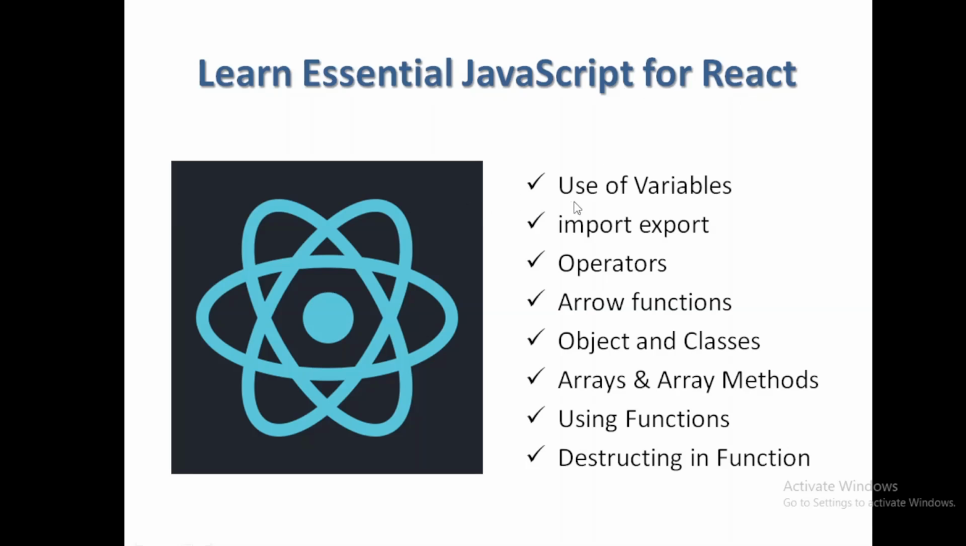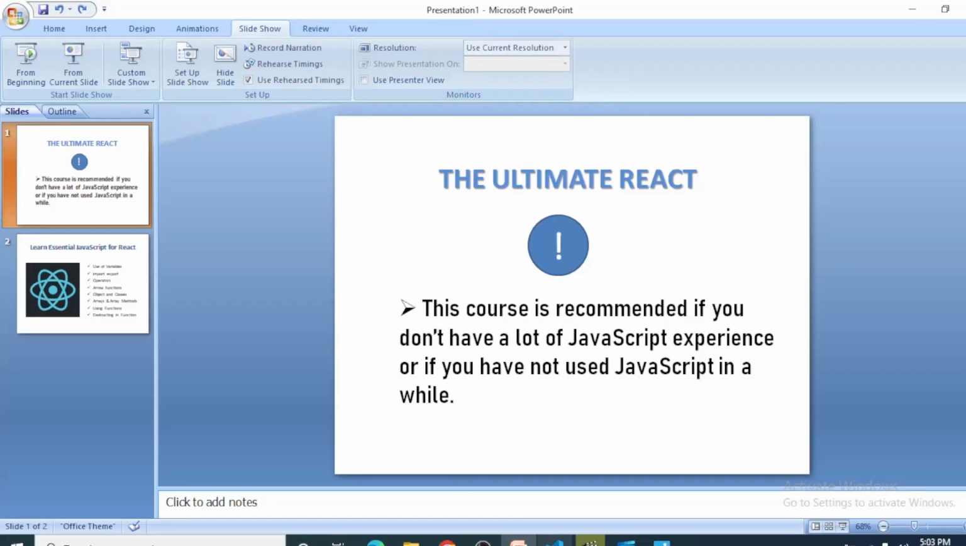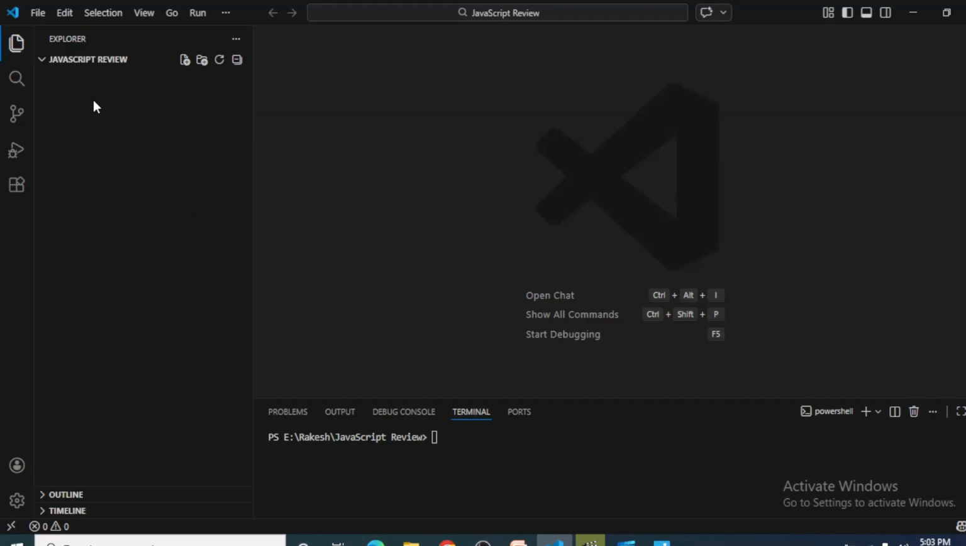We will go through all the variable concepts. We will learn import and export. We will know about the operators, arrow functions, objects and classes, arrays and array methods. We will understand how to use functions and destructuring in the function. So let's go and start creating our first JavaScript application.